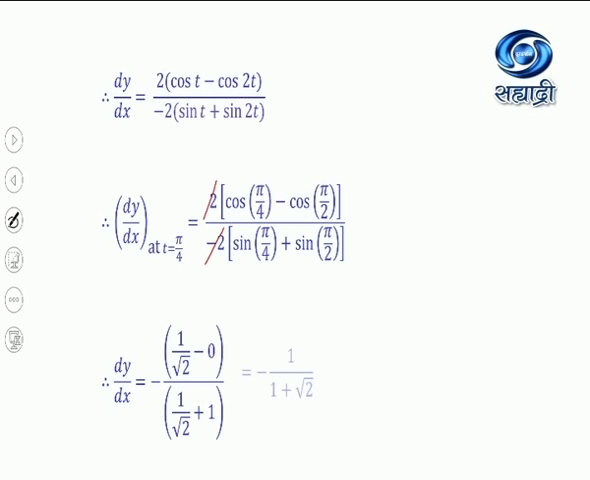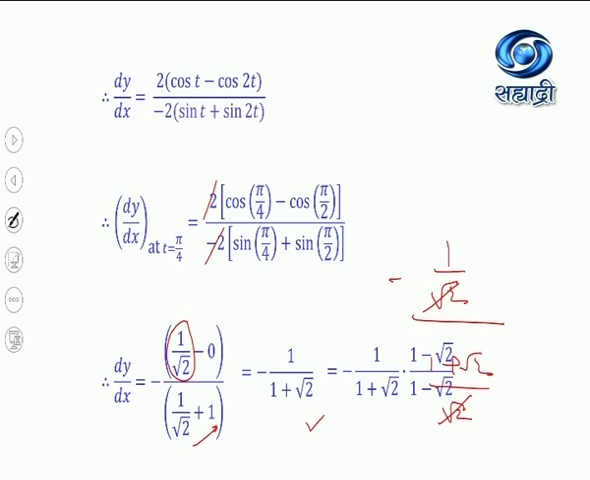Now our next step is, see here, we write 1 upon root 2 in the numerator. Now by taking cross product, what do we get? We get 1 upon root 2 divided by 1 plus root 2 upon root 2. Root 2 gets cancelled. Now we get minus 1 upon 1 plus root 2.